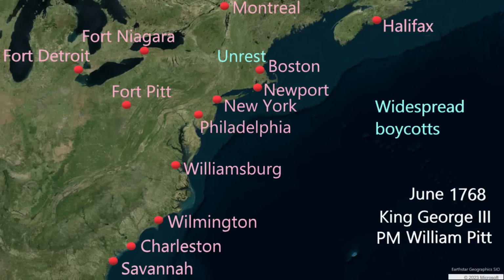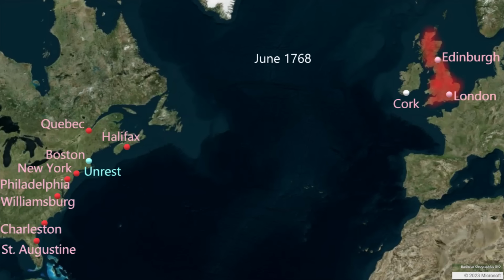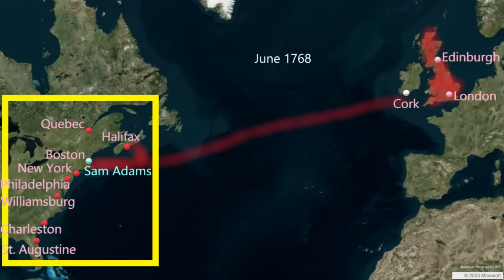We will zoom out to the wider Atlantic world. In response, redcoats board ships in Nova Scotia and Cork, Ireland, their course set for Boston. British warships are en route to Boston. But in Boston, Sam Adams is not standing down. He organizes town meetings to decry the incoming military occupation. We will zoom back into the colonies.